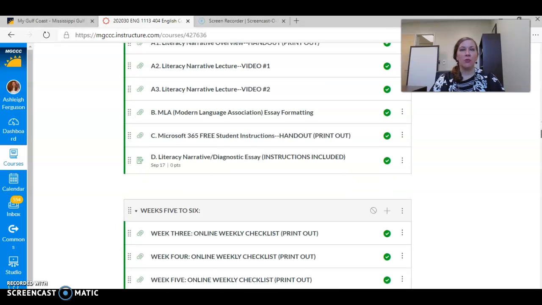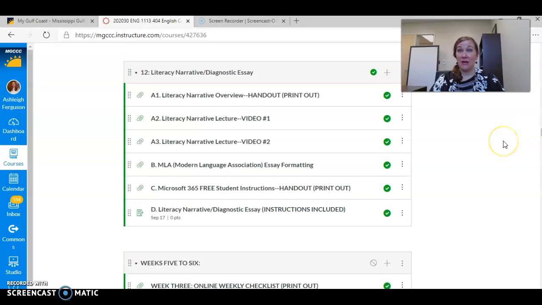Probably the most important thing that I want to mention in this announcement is to make sure that below Module 12, again, this is below weeks 3 to 4, you print out or save the literacy narrative overview. This is a handout that overviews what a literacy narrative is, potential topic ideas, as well as the structures that you could use for this assignment.